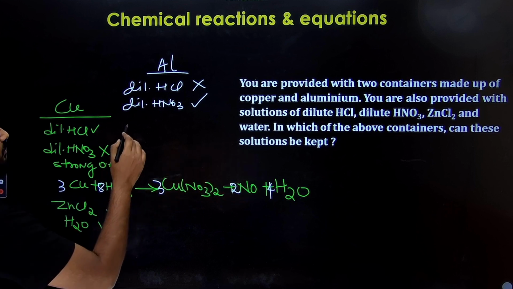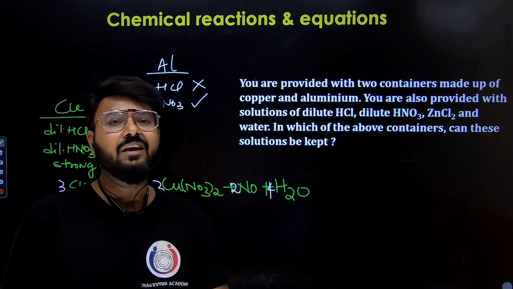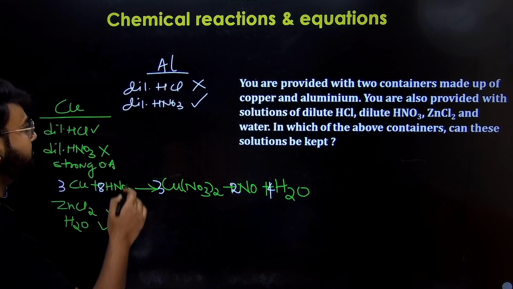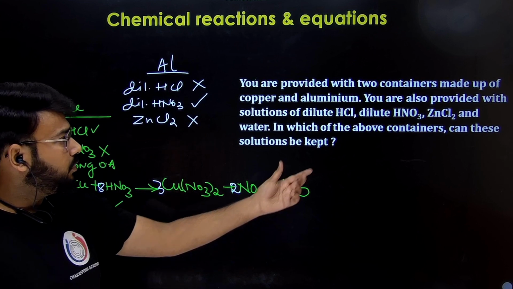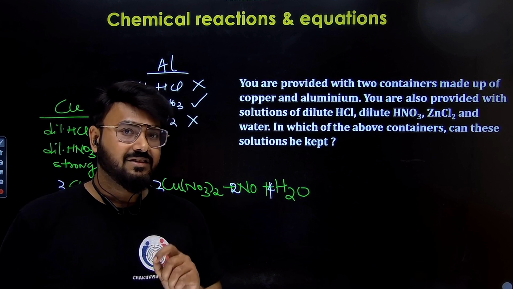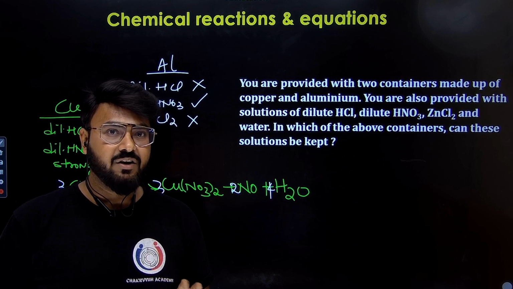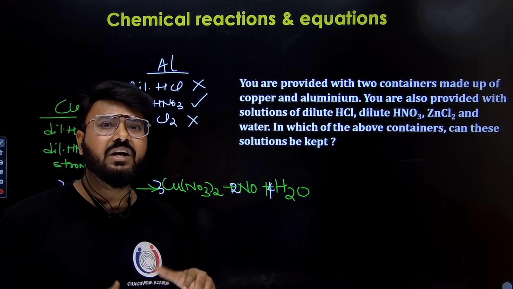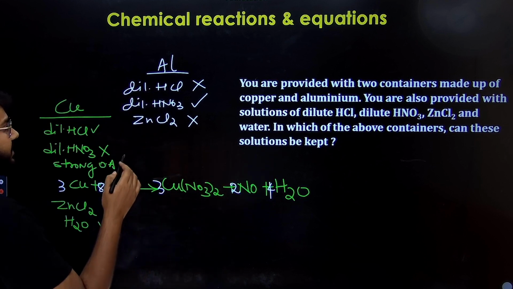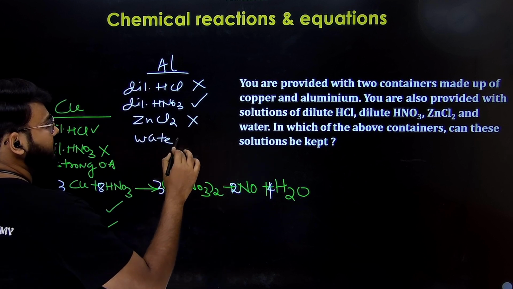Third, ZnCl2. We know aluminium has a higher reactivity than zinc. So it means ZnCl2 cannot be kept. For water, now understand, if water is in the form of steam, then aluminium will react to form alumina, Al2O3, and hydrogen. But they just mentioned water, so we consider it to be in the liquid state. So in the liquid state, water can be kept.